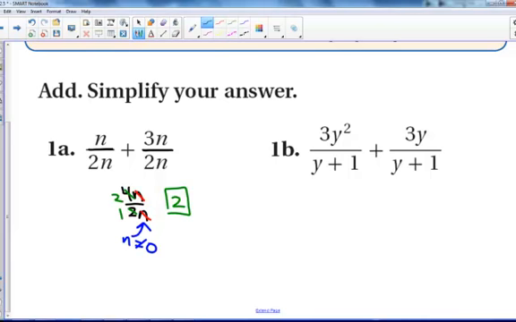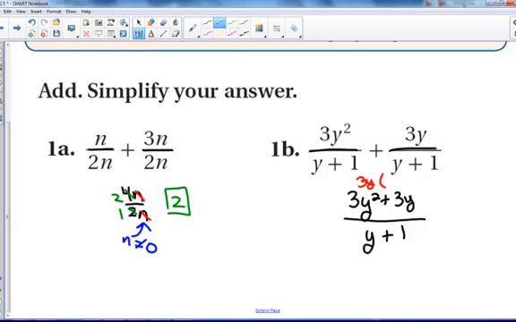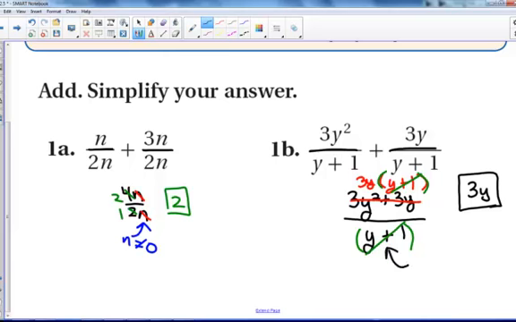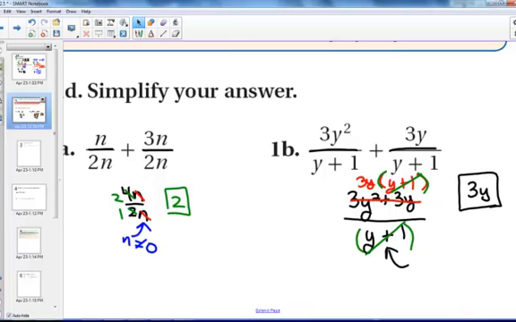All right, second equation, we have 3y squared plus 3y, and the denominator is just y plus 1. So the numerator is factorable. You're going to take out the greatest common factor of 3y, and you're left with y plus 1. And then the y plus 1 is linked together, so the entire y plus 1 can be canceled. The minute you see a plus sign, go ahead and link it together and cancel it. So your final answer is 3y. There is an exclusion of -1, so just kind of keep that in mind.